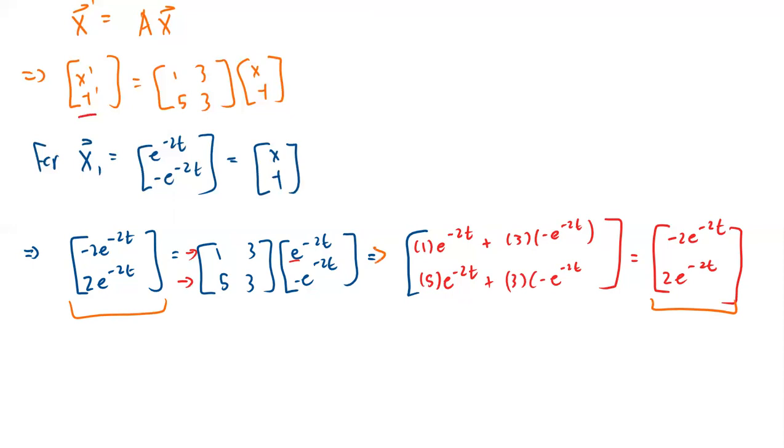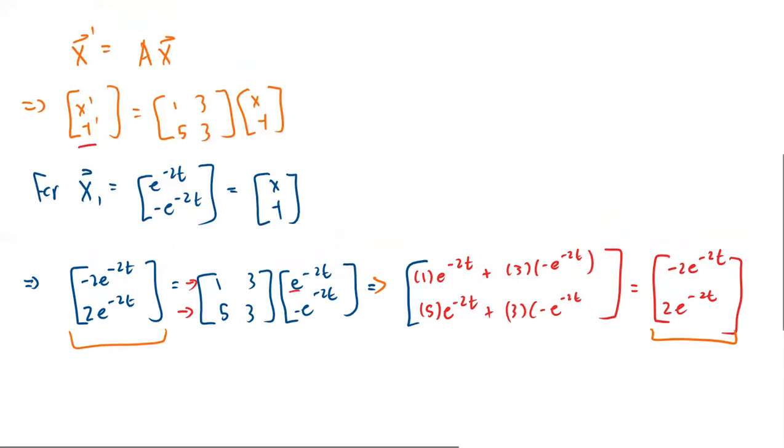So let me explain what that implies. How do you tell if two matrices are equal? Just check that each of their corresponding entries are equal. The first entry here, negative 2 e to the negative 2t, matches the first entry in the left-hand side. The second entry in the right-hand side, 2 e to the negative 2t, matches the second entry in the left side. And that's how you verify whether a vector is a solution to this system.